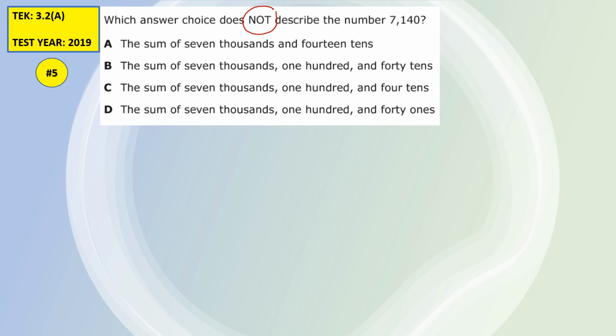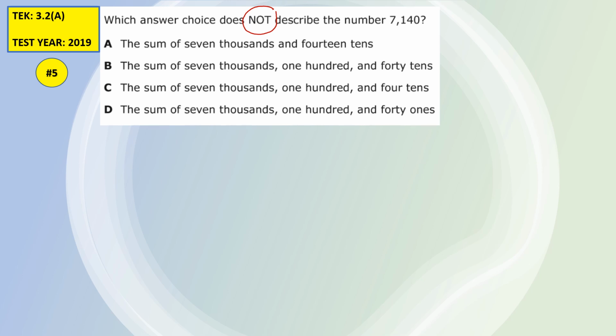So when making notations on your screen during the test, or even on your paper, if you're saying A is true, B is true, and so on and so forth, always with these questions that have the word not in them, you want to mark your answer choices as true or false. That way you can determine which one you really want to use as your answer. And I'll show you what I mean.